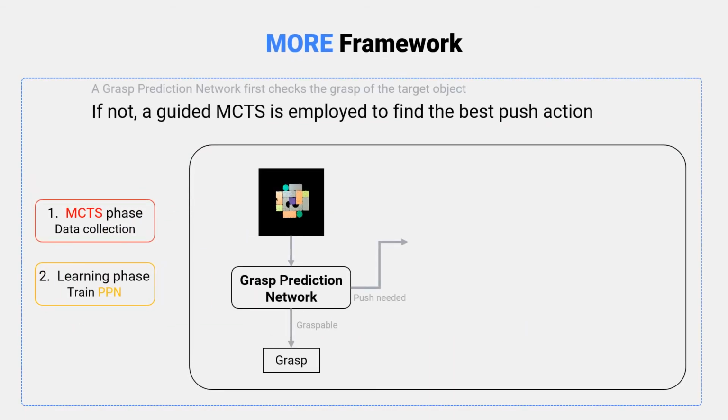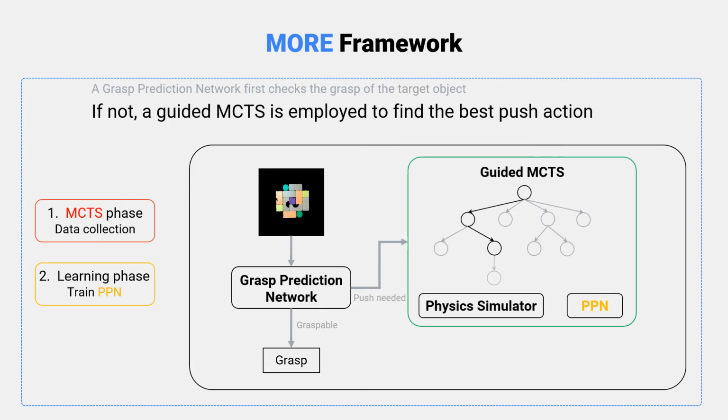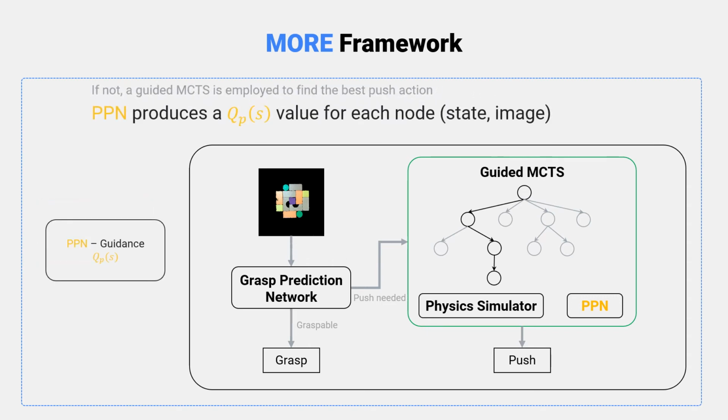With the two preconditions, our framework works as follows. In the beginning, visual observation is captured from a camera. A grasp prediction network checks whether the target object is graspable. In this case, we need a push action to create more space for the gripper. Then, a guided MCTS is employed to plan for the best. The trained push prediction network now produces a Q value for each state. Basically, the state that leads to a graspable state with fewer actions will have a higher value.